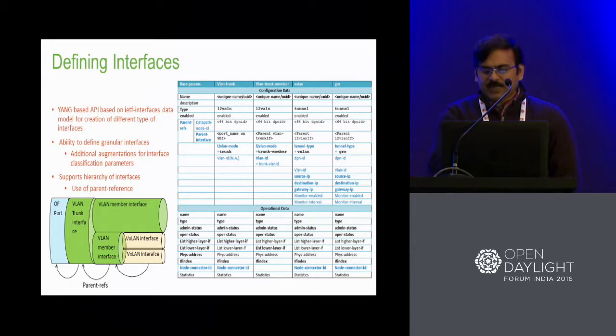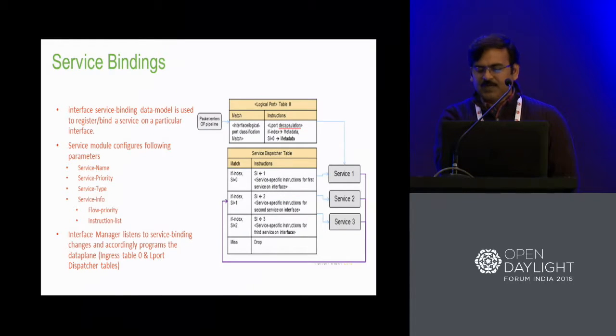The dispatcher table matches on the interface index, so if you are binding two different services, you will have two different entries, or n different entries, with the same interface index but different service IDs, and these service IDs are based on the priority given while binding the service to an interface. You can see these are the parameters that you provide when you want to bind to an interface. You provide the service priority, the service type, and then the service info.